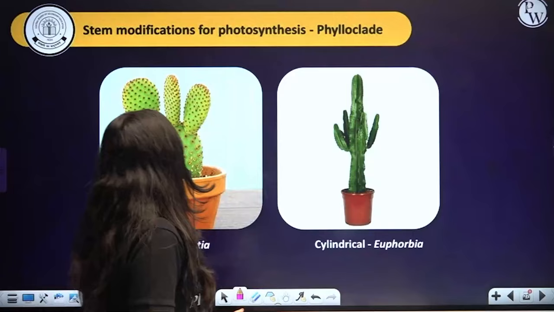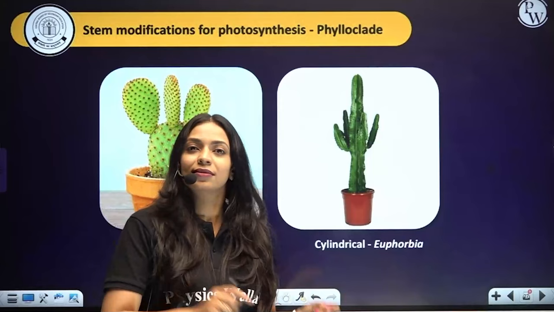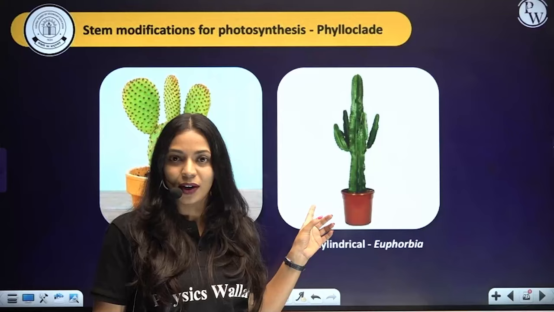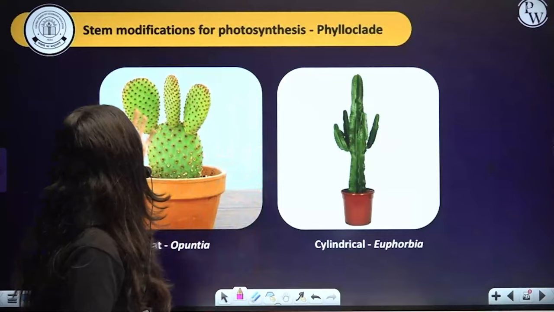So I told you in the beginning that sometimes stems take up the function of leaves, right? So sometimes when our mothers can't cook at home because they're sick or something, the dad pitches in and starts cooking, right? So you can think of it something like that. But this is not a one-time thing. This is like a permanent modification that has happened in the plant. So forever over here, the stem will only photosynthesize and the leaves are highly reduced, okay? So stem modifications for photosynthesis, these types of stems are called phylloclades.